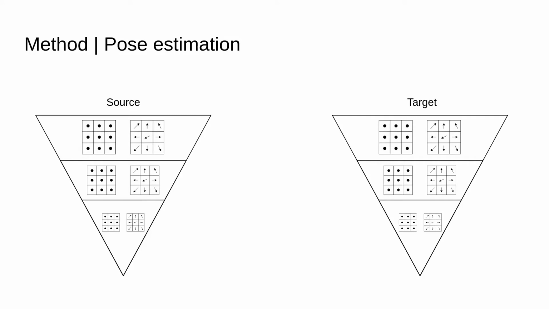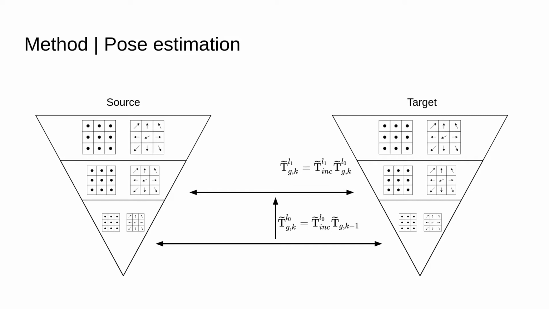This is solved in a coarse-to-fine manner, meaning that we start in the lowest level, assuming that the current camera pose is the same as the previous one. We compute some increment performing ICP. We forward this increment to the upper levels until we obtain the estimated pose for the current frame.